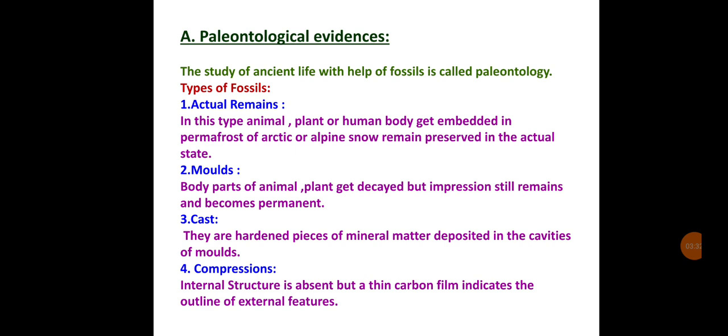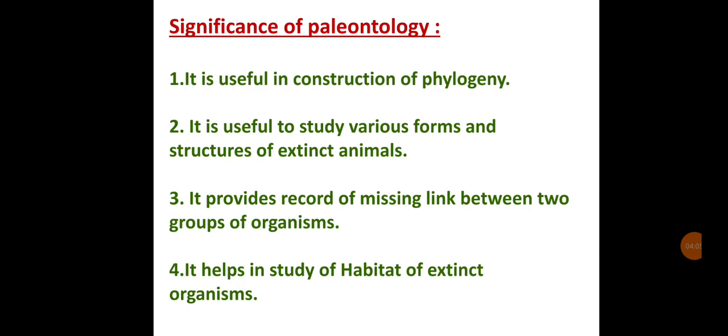The types of fossils. Actual remains: in this type, an animal, plant or human body gets embedded in permafrost or in Arctic or alpine snow and remains preserved in its actual state. Mold: body parts of an animal or plant decay but impressions still remain and become permanent. Cast: a hardened piece of mineral matter deposited in the cavities of molds. Compression: internal structure is absent but a thin carbon film indicates the outline of external features.